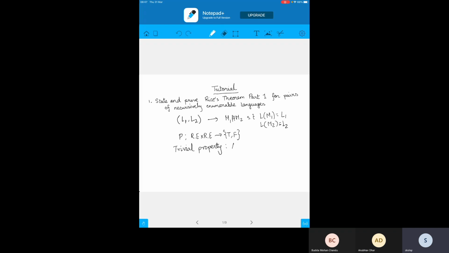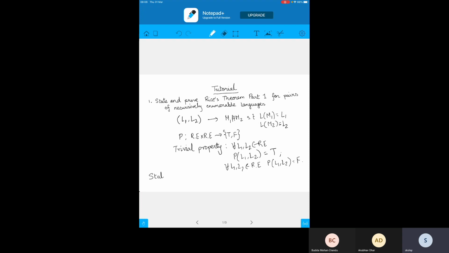Let me write it formally. For all L1, L2 in RE, P of L1, L2 is equal to true. And the second one is for all L1, L2 in RE, P of L1, L2 is equal to false. Anything other than this is a non-trivial property for pairs of languages.